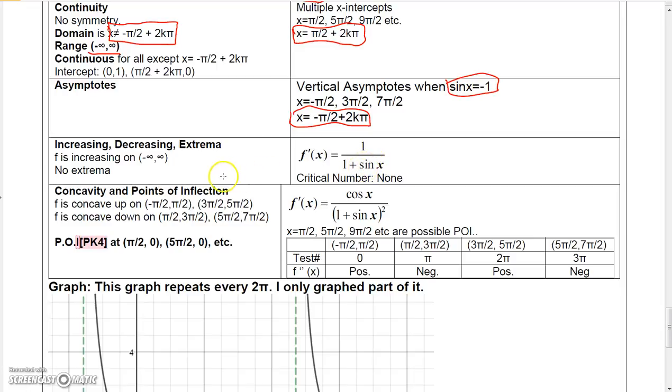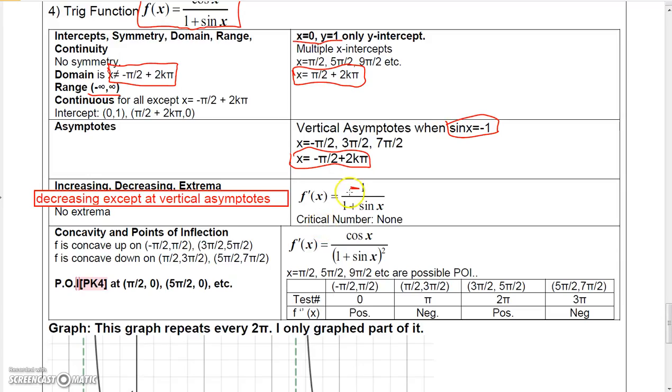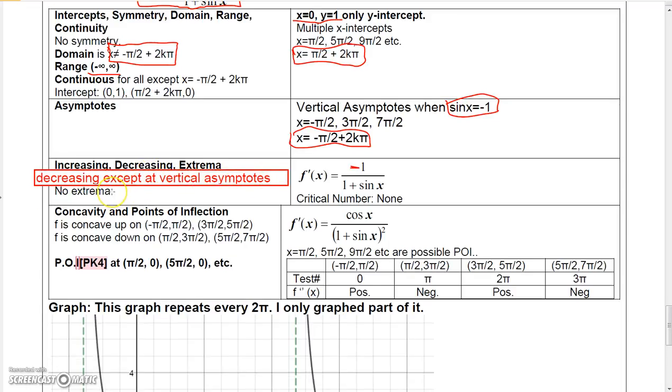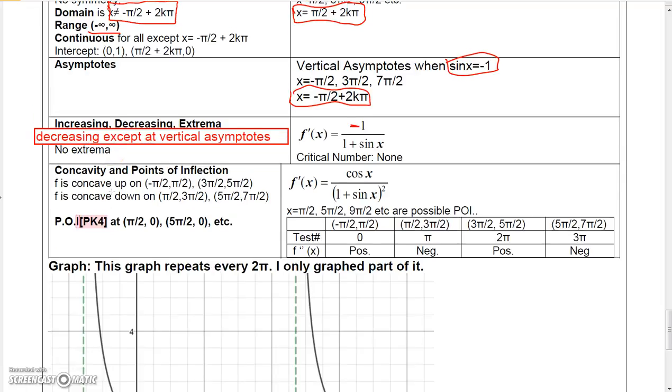Basically, I said the function's increasing on negative infinity to infinity. Okay, actually I dropped a sign here. The derivative is minus 1 over 1 plus sine x. And actually, this derivative is going to be negative everywhere except at the vertical asymptotes. Obviously, at the vertical asymptotes, it's not going to be defined. So I'm just going to say it like this: this function is decreasing everywhere except at the vertical asymptotes. And so there's no extrema because there's no critical numbers.